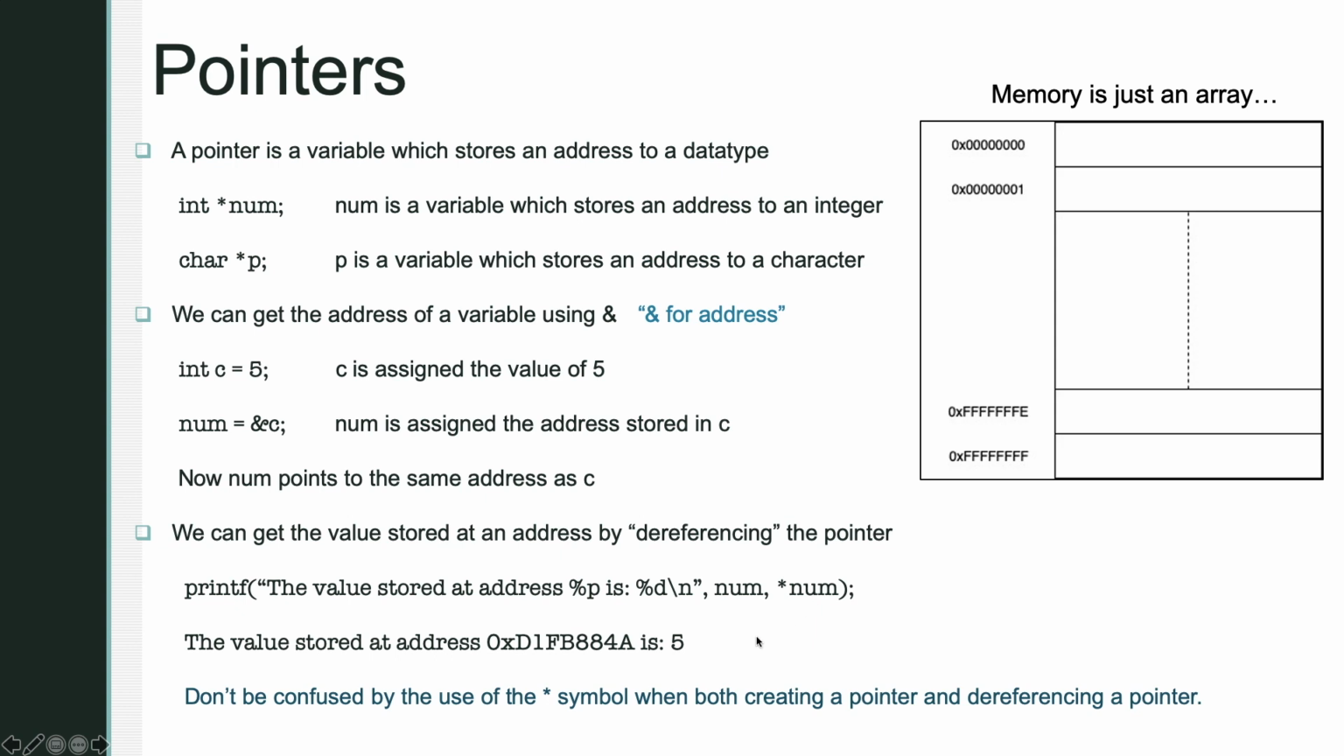It's a little bit confusing that it uses the star symbol in both places, but when you are creating the variable, you're saying this is a variable which stores an address to an int, and then when you're using star here, you're saying I want to get the value that's stored at that address. That's dereferencing the pointer.